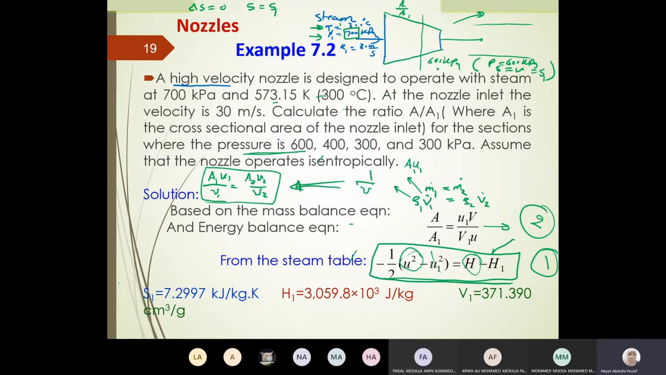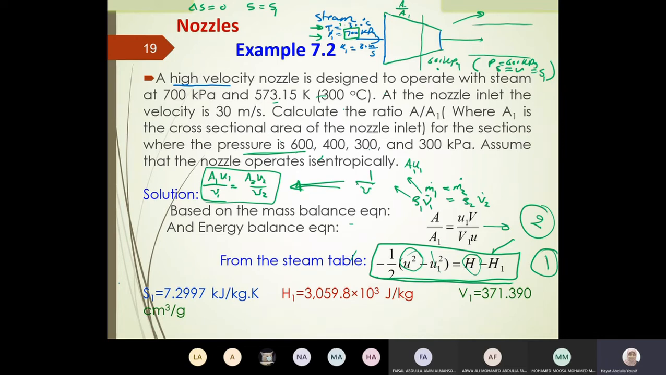So the idea is to substitute in the first equation to find U, and keep in mind that both H1 and H can be found. H1 can be found because T1 and P1 are given. H can be found because once you get S at inlet, it's equal to S at outlet. So you have two properties at outlet in this case, which is 600 kilopascal and the entropy. So that's basically the idea.